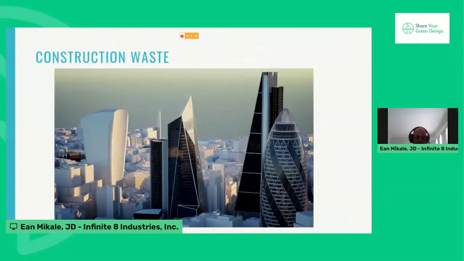So when we talk about construction waste, there are open source metaverse environments. For example, Mozilla Firefox has one. And in these open source environments, you can build and you can test out and try these new concepts before you actually spend money implementing this particular construction plan.